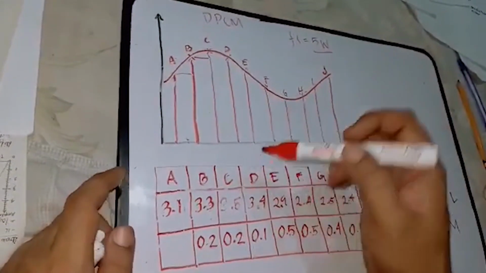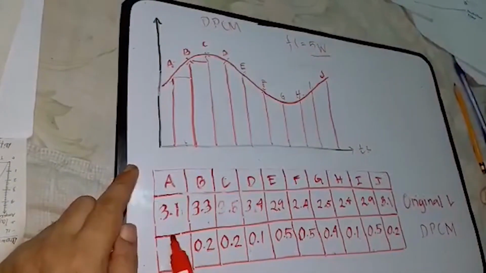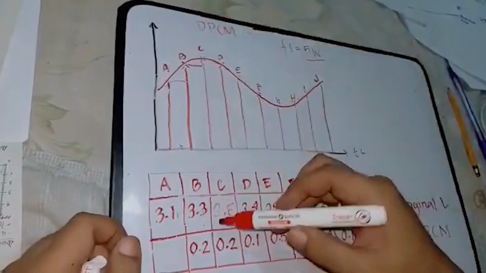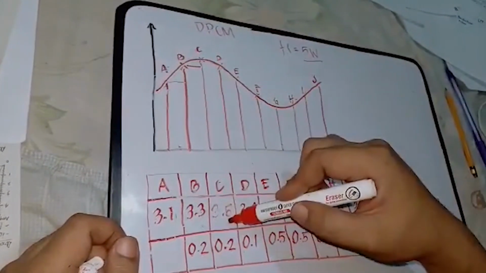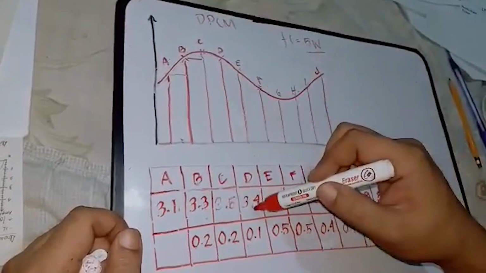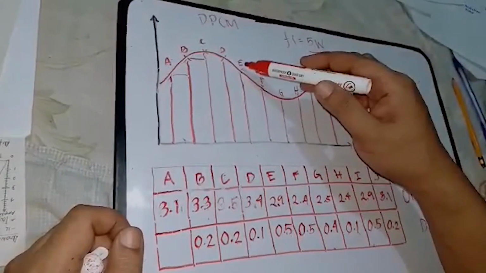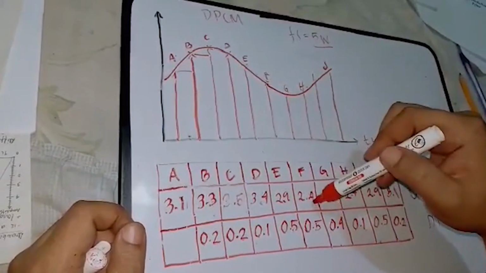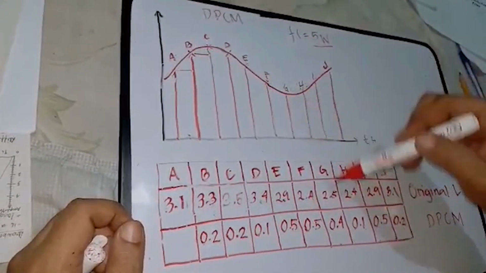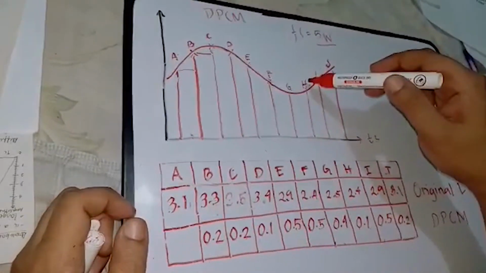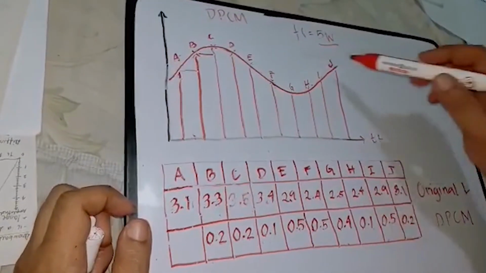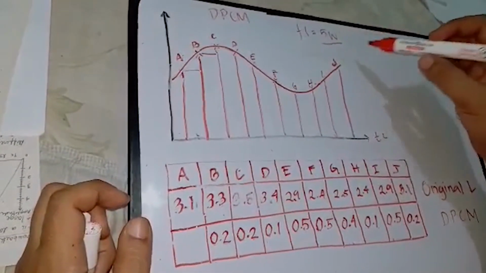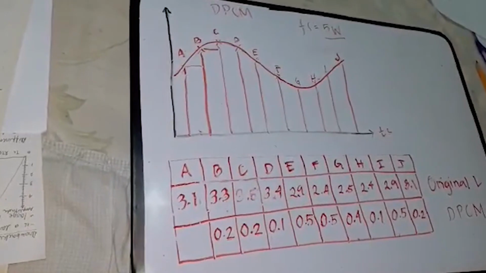So let's say we have in A, we have 3.1 voltage. In B, we have 3.3. In C, we have 3.5 voltage. In D, we have 3.4 voltage. In E, we have 2.9 voltage. In F, we have 2.4 voltage. In G, we have 2.5 voltage. In H, we have 2.4 voltage. In I, we have 2.9 voltage. And lastly, in J, we have 3.1 voltage.